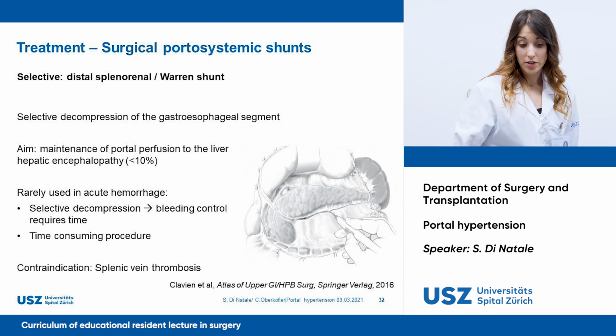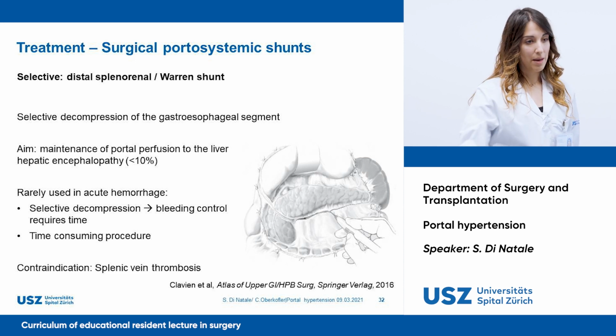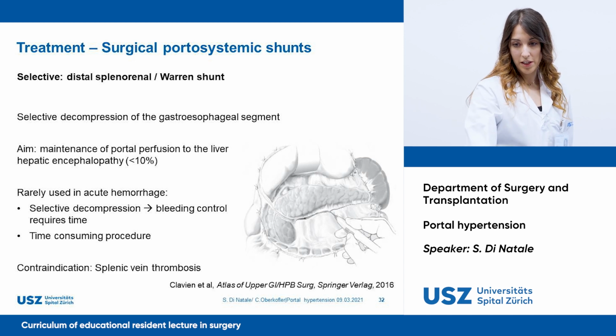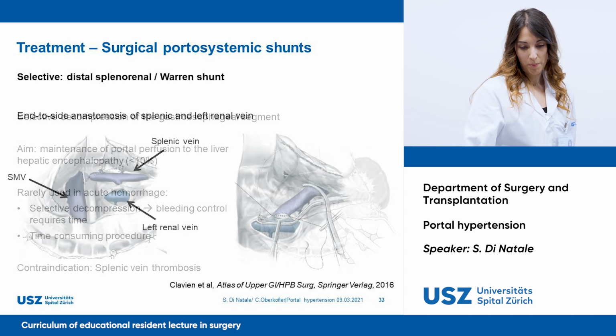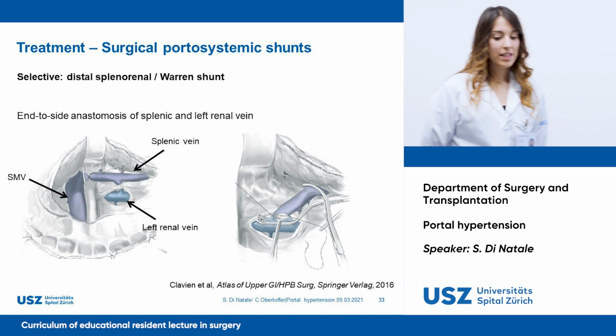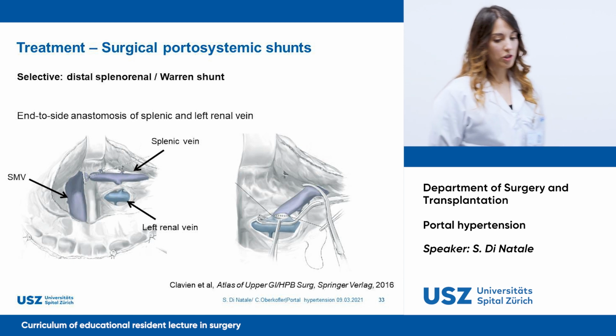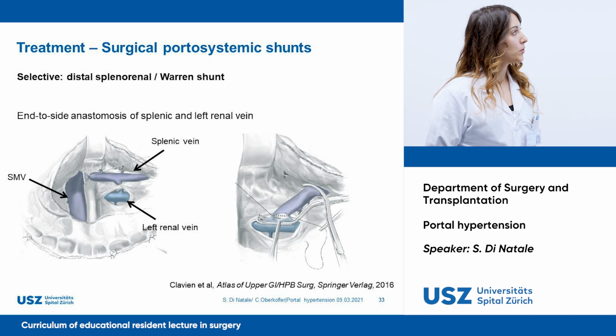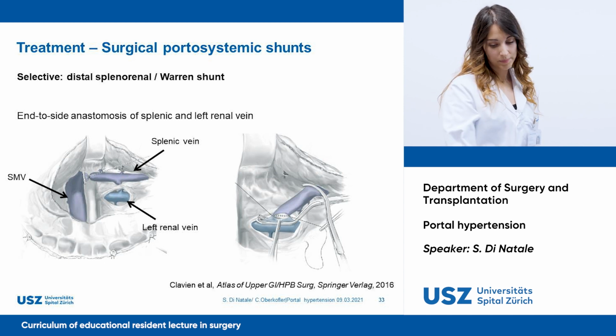Compared to the other surgical shunts, it is also a time-consuming procedure, and contraindication is a splenic vein thrombosis. Here you can see the technique of the distal splenorenal shunt with the end-to-side anastomosis of the splenic and the renal vein.